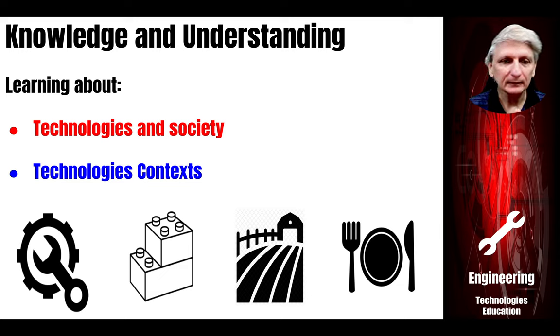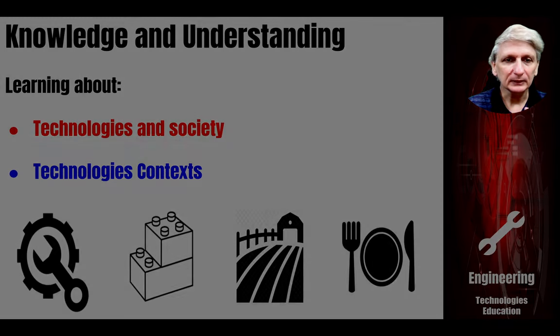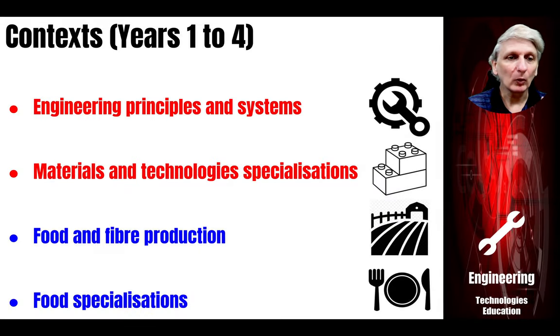Now, in the early years, in years 1 to 4 in particular, we group these into two sets: engineering principles and systems combined with materials and technology specializations. Essentially, this looks at how we make things, how we build things, how we construct things, how we use electricity and force and motion to engineer solutions.